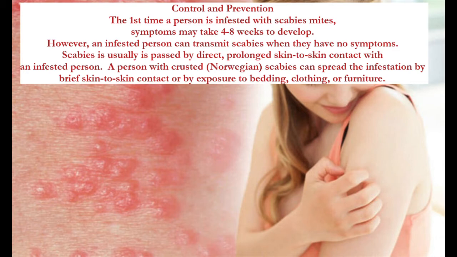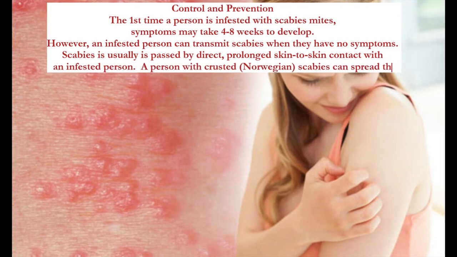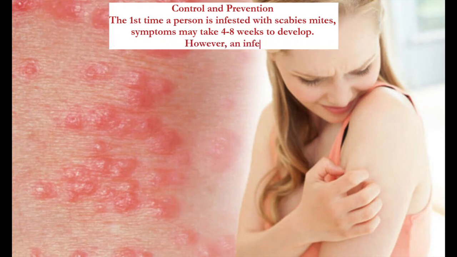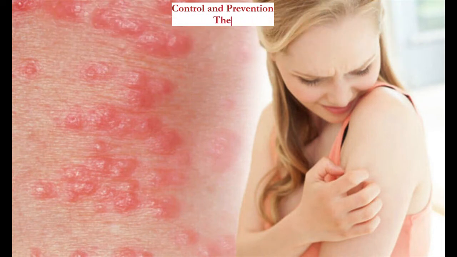Scabies is usually passed by direct, prolonged skin-to-skin contact with an infested person. Once the scabies is crusted, or if a person has Norwegian scabies, it can be spread by brief skin-to-skin contact or exposure to things like bedding, sharing an article of clothing, or sharing the same furniture.